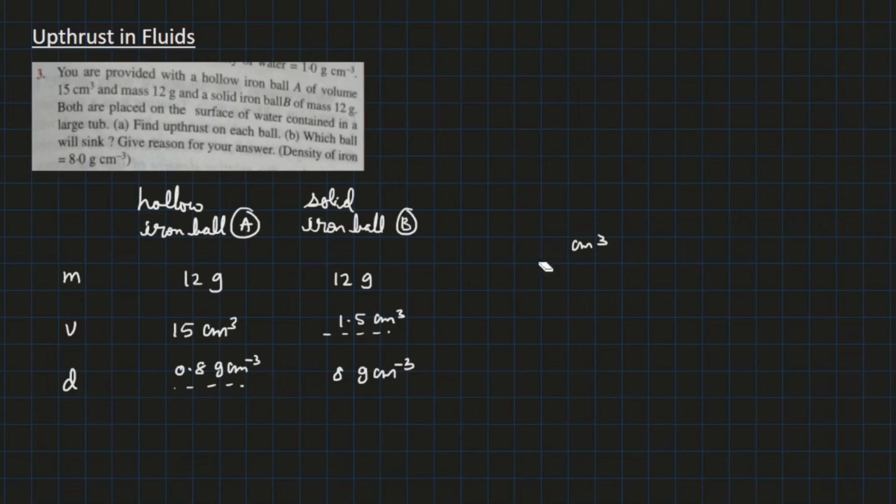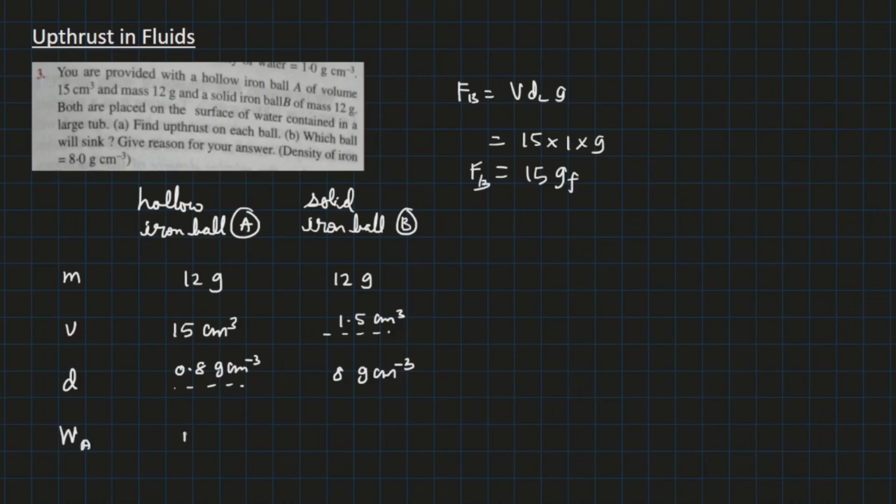Now that we have calculated these things, let us answer the question. The first is the upthrust on each ball. Here we know that upthrust is V D L G. The volume of ball A is 15, so this is 15 into 1 into g, and that will be 15 gram force. Now, the weight in air of this ball is 12 gram force. Since 15 is greater than the weight in air, that is 12 gram force, the upthrust that this ball receives will be only 12 gram force.